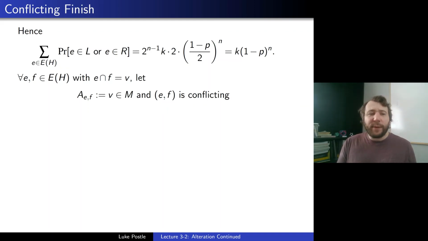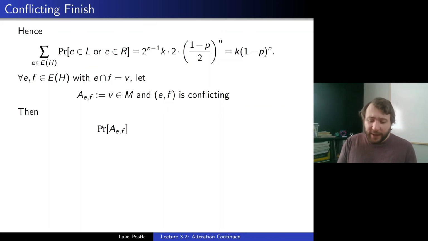If you have conflicting pairs and they conflict, then if V was in the left, we'd have an edge all in the left. If V was in the right, you'd have an edge F all in the right, which we've eliminated. All that remains is the case where they intersect in the middle. And now we can proceed to calculate the probability of AEF.